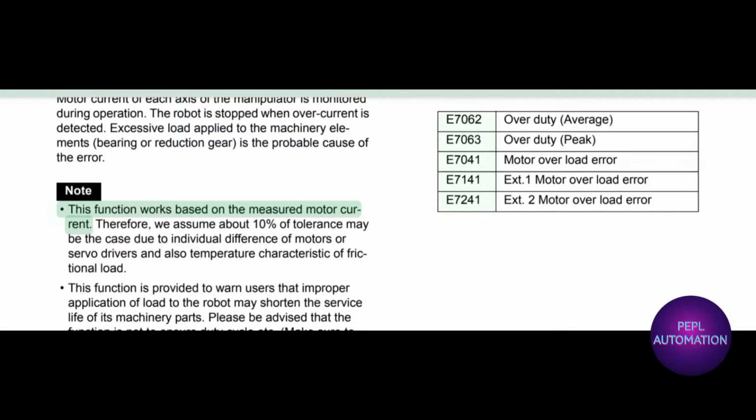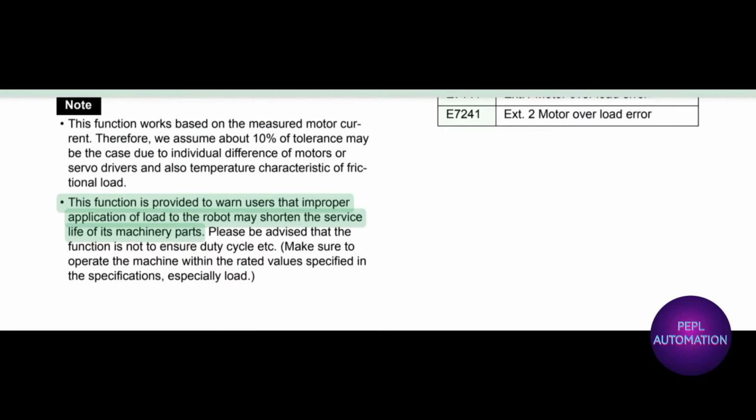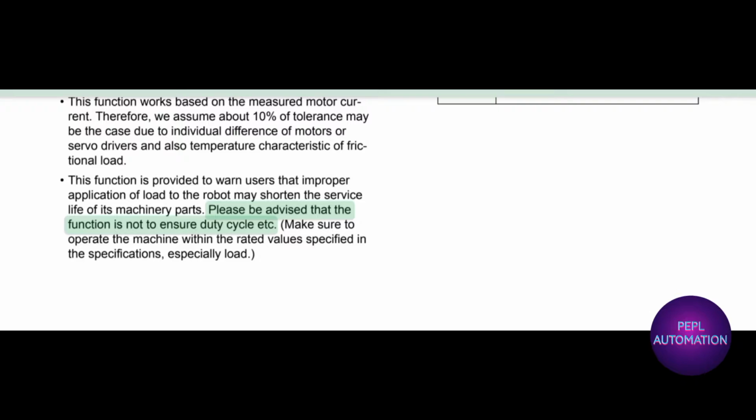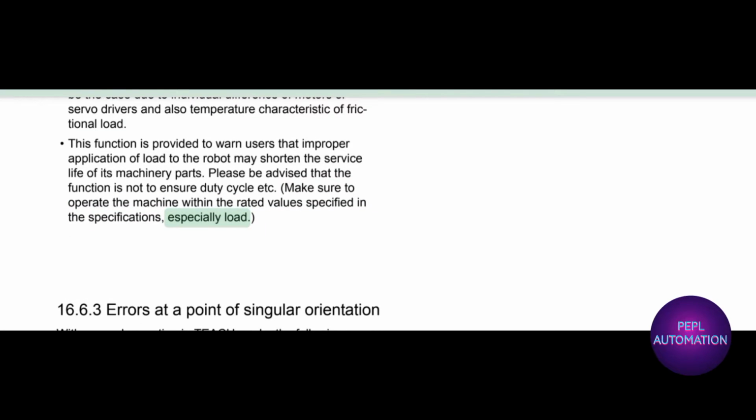Note: this function works based on the measured motor current. Therefore, we assume about 10% of tolerance may be the case due to individual difference of motors or servo drivers and also temperature characteristic of frictional load. This function is provided to warn users that improper application of load to the robot may shorten the service life of its machinery parts. Please be advised that the function is not to ensure duty cycle etc. Make sure to operate the machine within the rated values specified in the specifications, especially load.